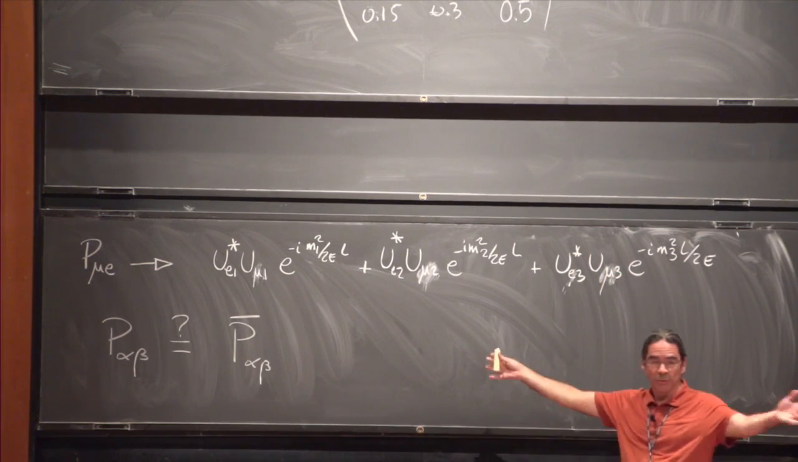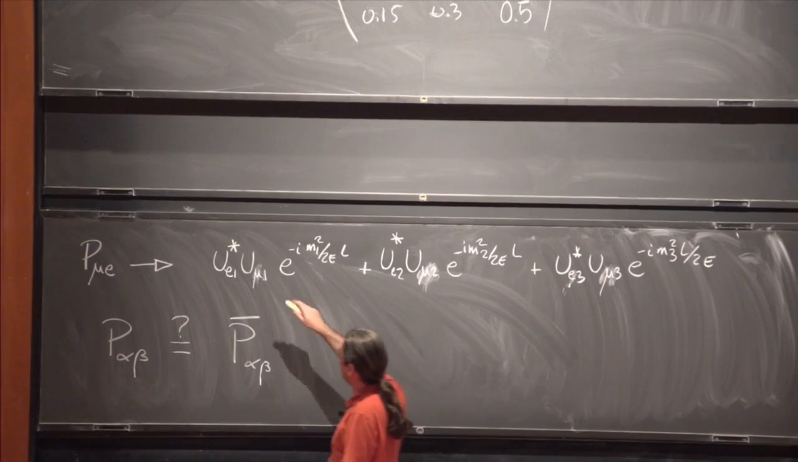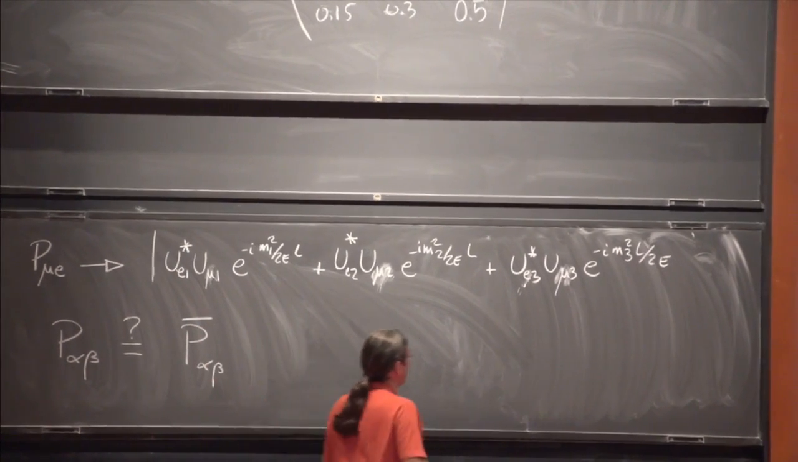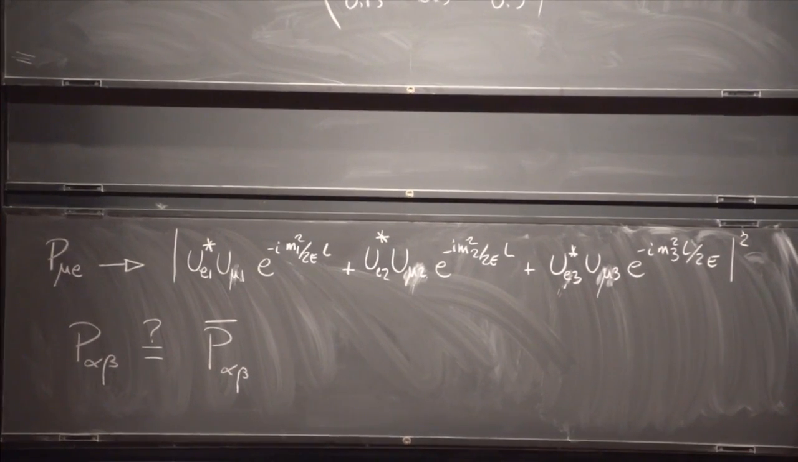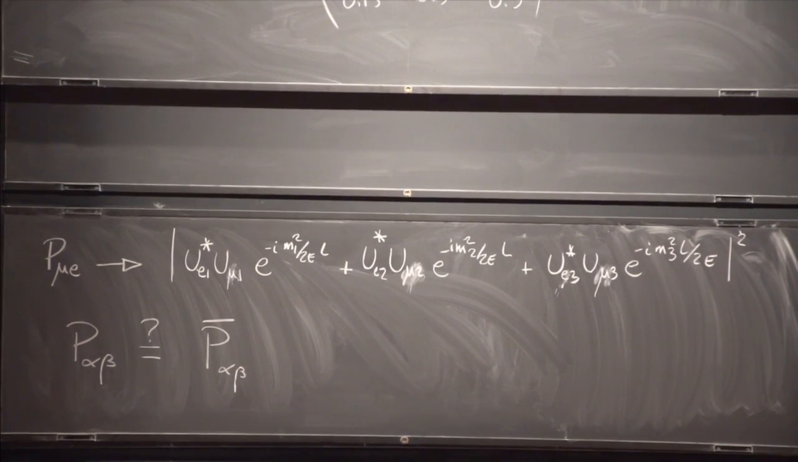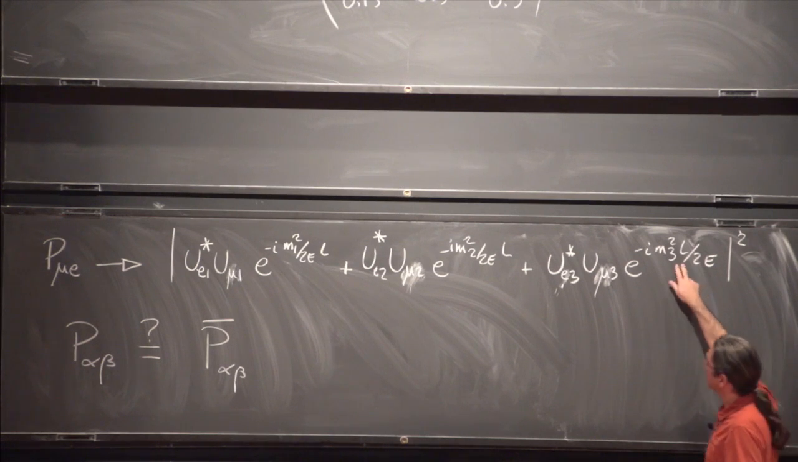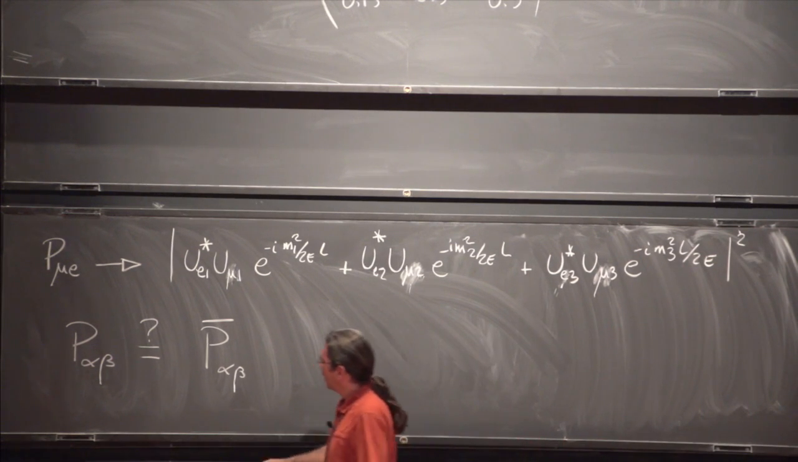So this is the amplitude for this thing to happen. So the probability is this number here squared. Okay, so this is something that we can try to measure experimentally. It depends on the baseline and it depends on the distance.